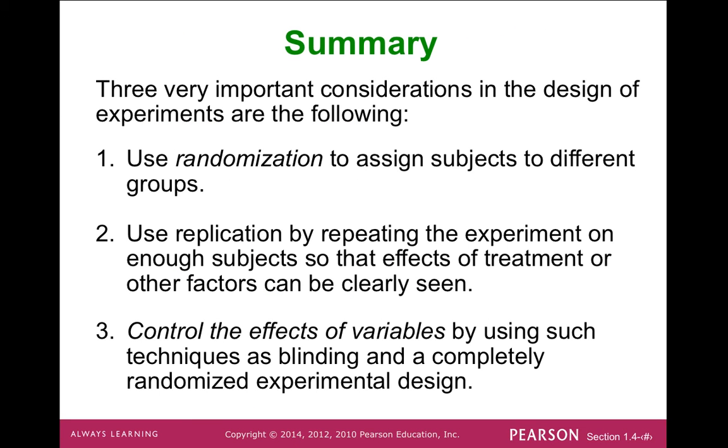So in summary, there are three very important considerations in the design of experiments. You want to use randomization to assign subjects to different groups. You want to use replication by repeating the experiment on enough subjects so that the effects of the treatment or other factors can be clearly seen. And you want to control the effects of variables by using techniques such as blinding and completely randomized experimental design.